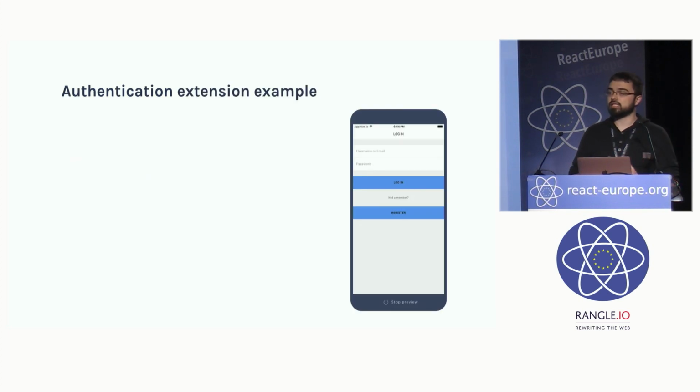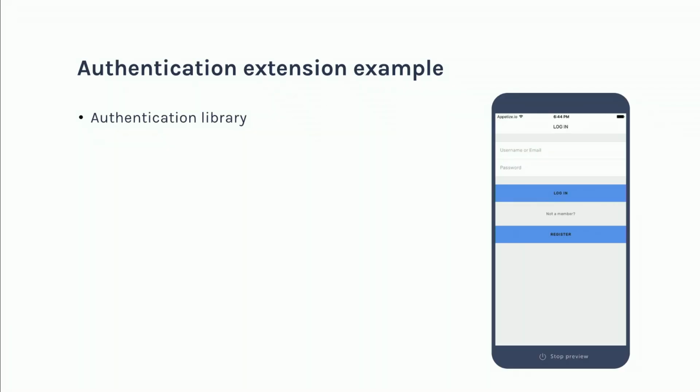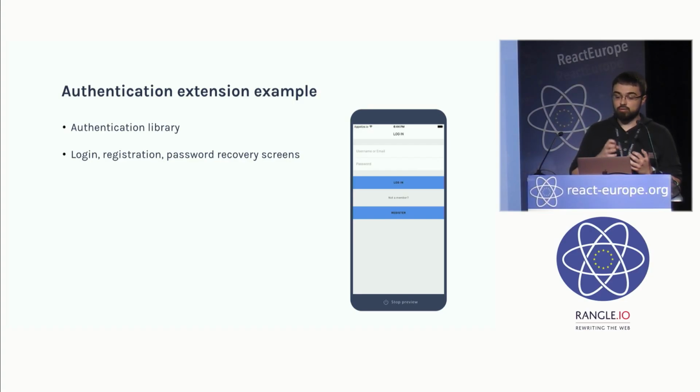Take an authentication extension, for example. It uses some kind of authentication library with Facebook, LinkedIn, Twitter, or your own authentication provider, and implements several different screens like login, registration, and password recovery screens. The login screen is exposed through a defined interface to the app and connected with the two other screens. So you can use it wherever in the app navigation, just as you can use any screen from other extensions in the app navigation. So how does this benefit our app development process?